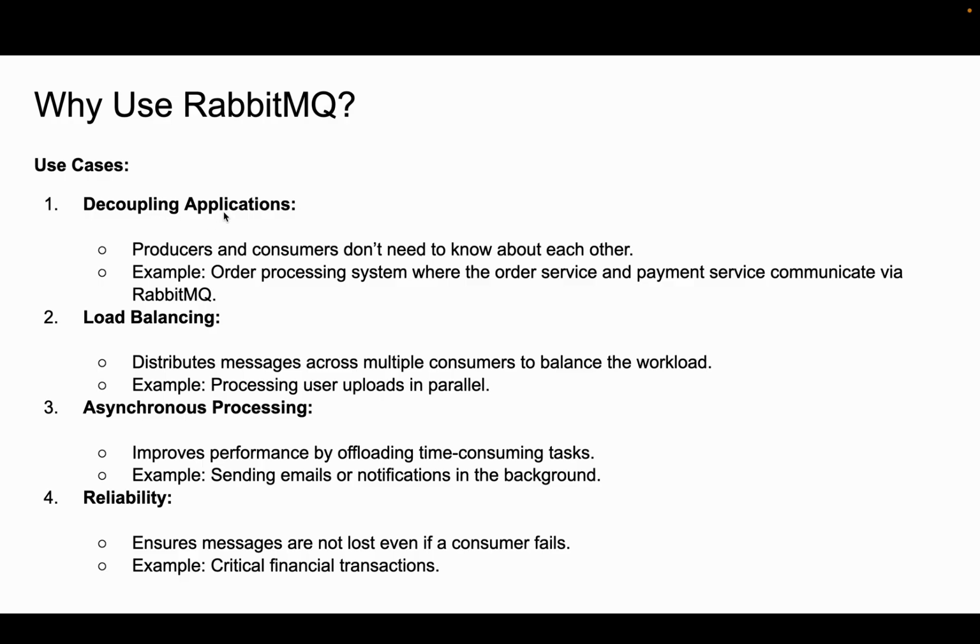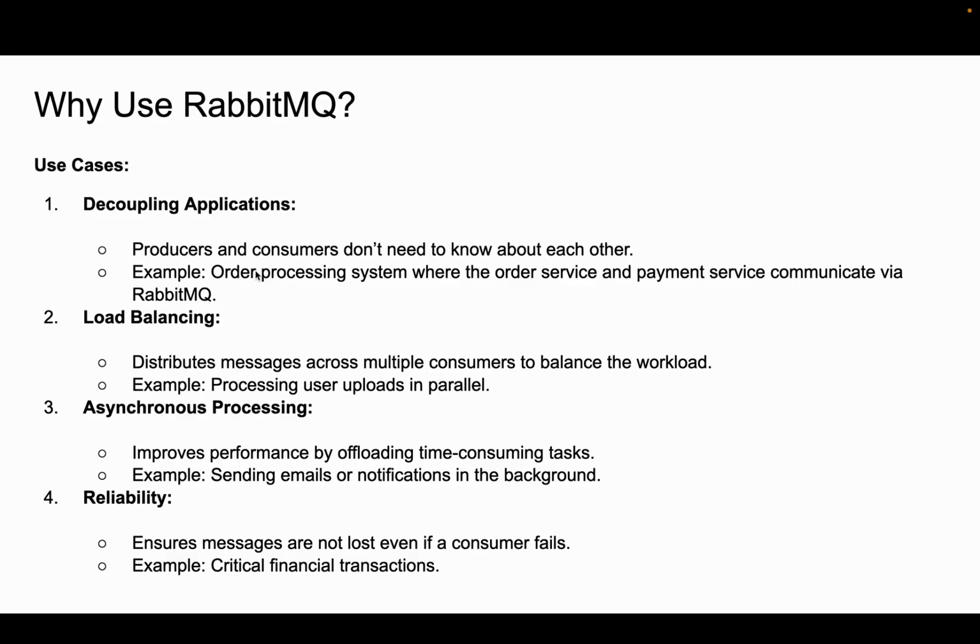One is decoupling your applications. As I have already explained, producers and consumers are nothing but two different microservices, just for simplicity. Producers and consumers don't need to know about each other. For example, in your order processing system, the order service and payment service communicate via RabbitMQ. You can consider that you have different services, where one is for order processing and another is for payment. RabbitMQ will act as a middleman for these two services and help them communicate.